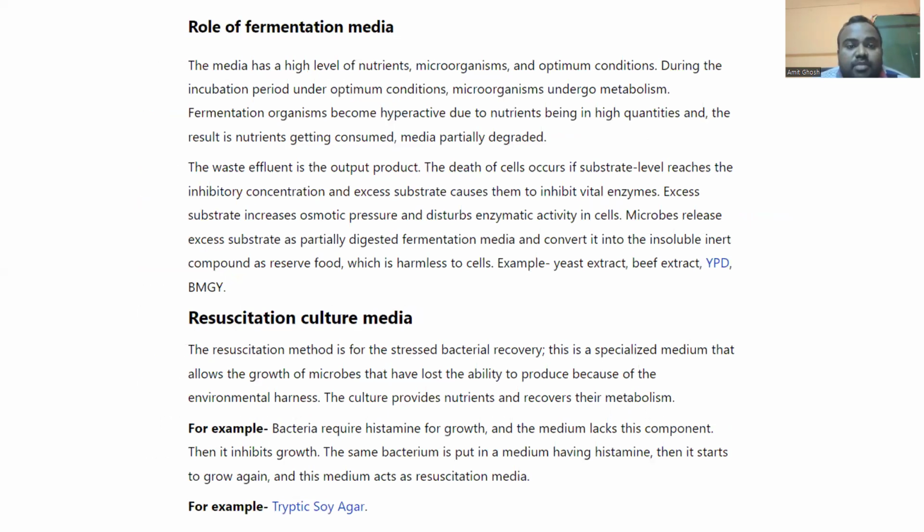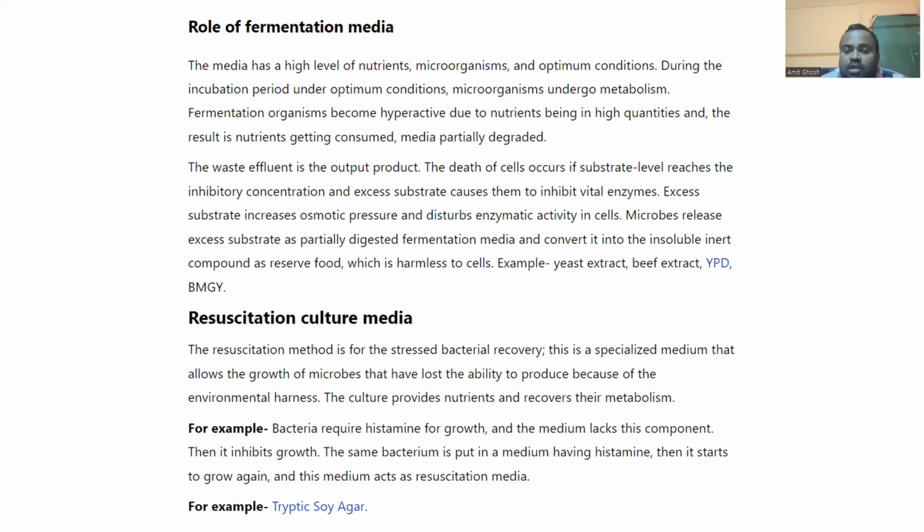So what is the role of fermentation media? The media has a high level of nutrients, microorganisms, and optimum conditions. During the incubation period, under optimum conditions, microorganisms undergo metabolism, and fermentation organisms become hyperactive due to nutrients being in high quantities. The result is nutrients getting consumed and the media partially degraded, and the waste effluent is the output product.